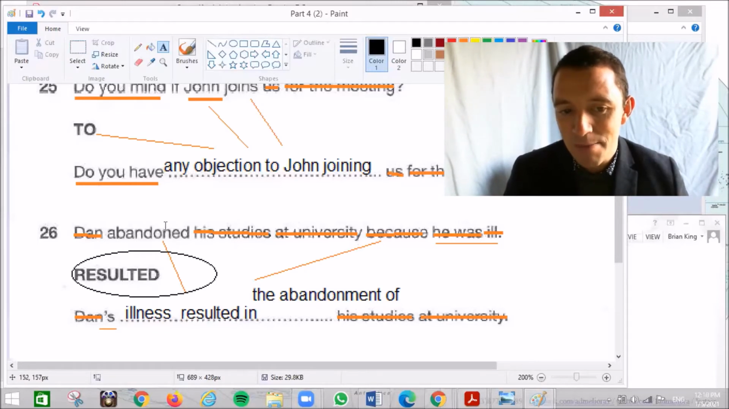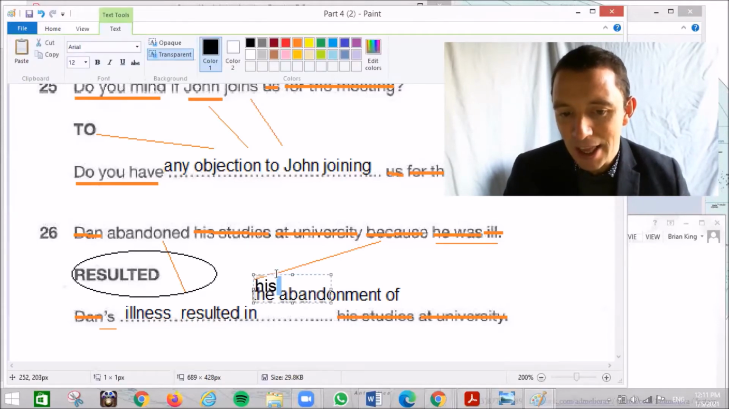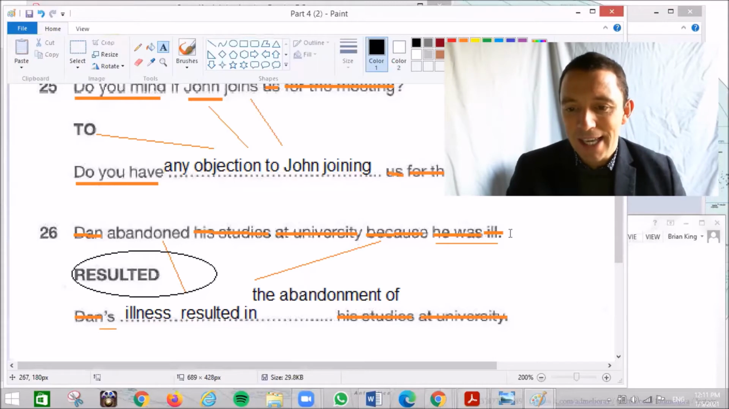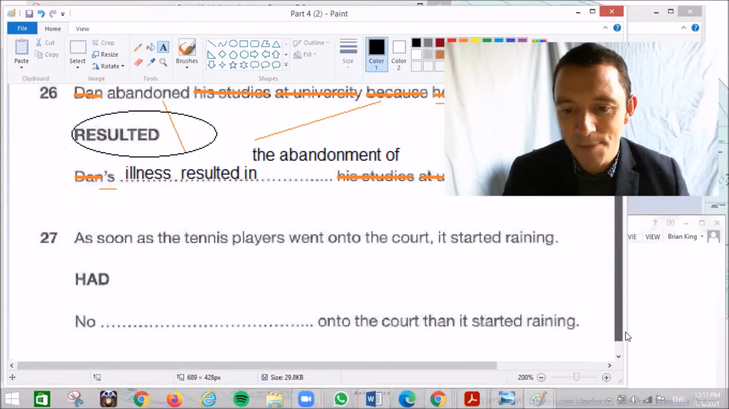And yes, it has the same similar significance as 26. Dan abandoned his studies at university because he was ill. Dan's illness resulted in the abandonment of his studies at university. Okay? Possibly, you can change the with his. Maybe that's another possibility. You could say his abandonment, but I think that is comfortable at the moment. Okay? So that's 26, and you can see the structure is very similar. It's necessary to calculate every word that you have in the first sentence with the words that you have in the second sentence. Okay, so let's move to 27.